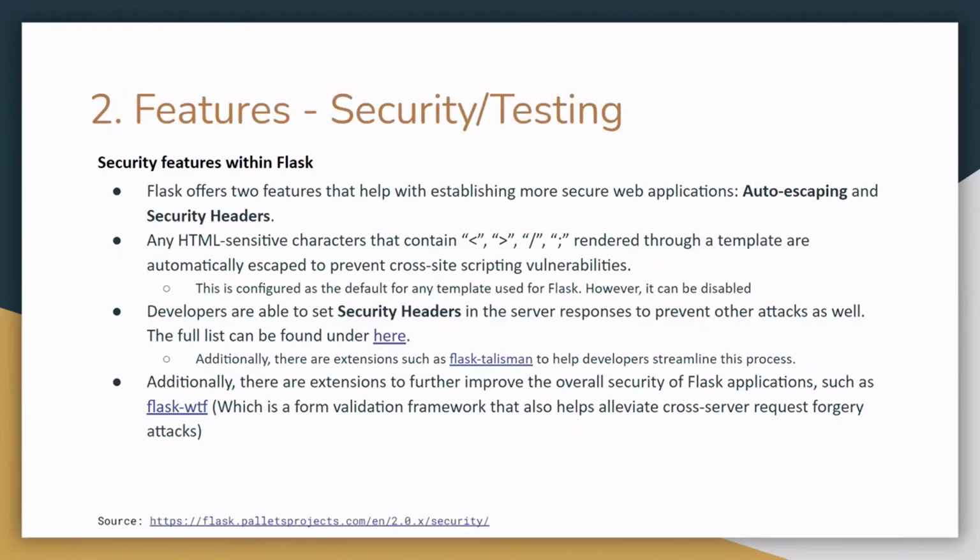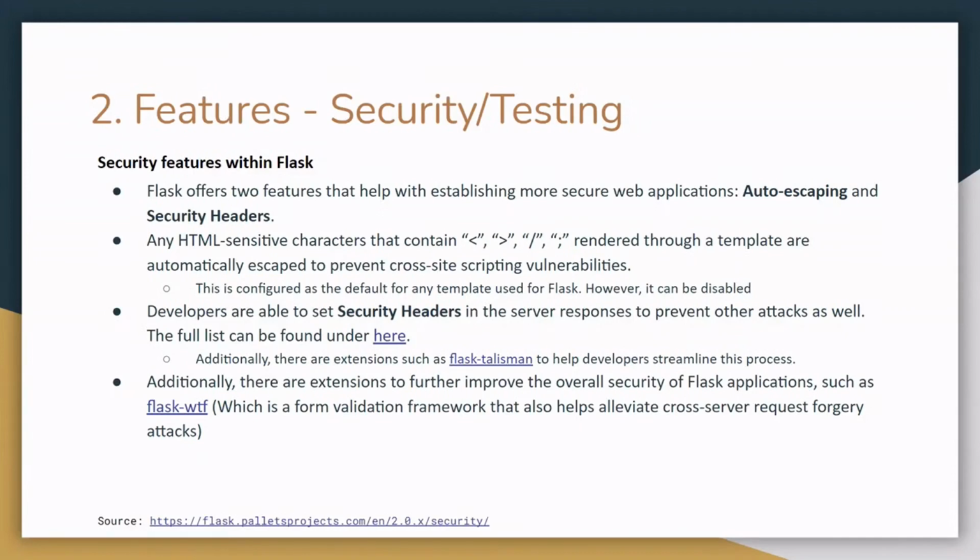Flask security features lie within two different considerations: auto-escaping and security headers. With auto-escaping, any HTML-sensitive characters, such as brackets and slashes, are automatically escaped during the rendering of the view. By doing so, any cross-site scripting vulnerabilities through Jinja 2 are prevented. Additionally, developers can set the security headers that the server attaches to the HTTP response. This allows developers to set the security level of their server as they need.